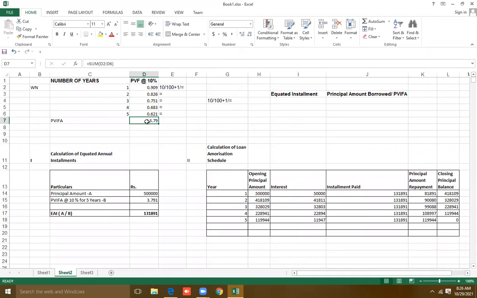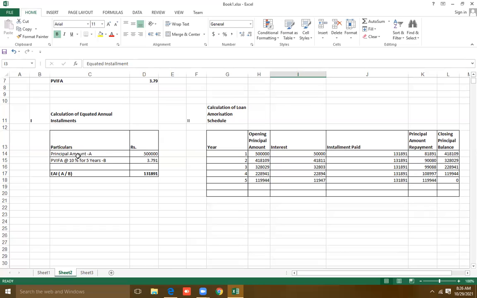Now we have calculated this, the PVIFA. Total of the present value factors is the present value interest factor annuity. So this is the PVIFA. Now we can calculate the installment.